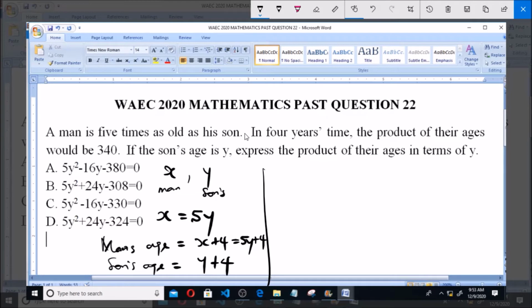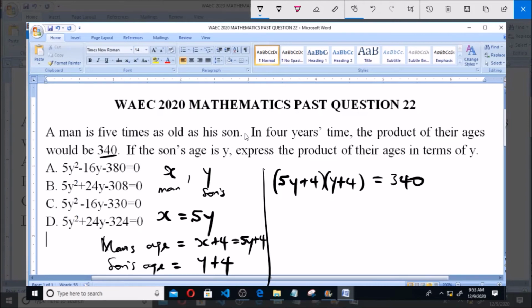Now therefore the product of their ages will be 5y plus 4 into y plus 4, and it's equal to 340, because it's written that in 4 years' time the product of their ages would be 340. So 5y plus 4, which is the man's age in 4 years, multiplied by the son's age in 4 years, which is y plus 4, is equal to 340.